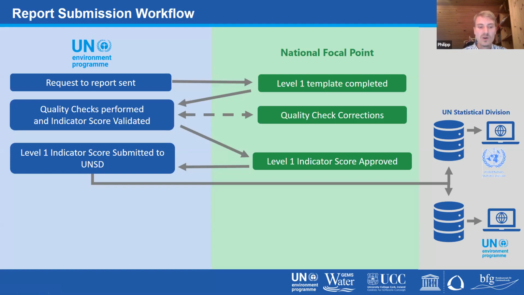The actual workflow for the reporting and the difference between level 1 and level 2 are summarized on this schematic here that you see on this slide. So at the beginning, UNEP sends the request for a report out to the countries and to the national focal points, which are the country representatives in charge of reporting for SDG 6 and Indicator 6.3.2. The level 1 template is also completed by these national focal points and then returned to UNEP. UNEP then performs quality checks and validates the indicator score.